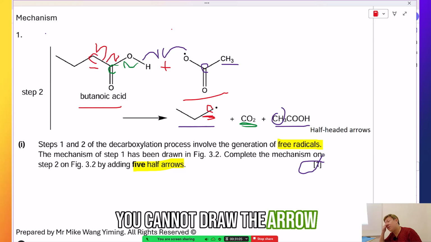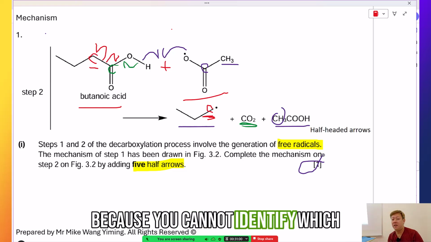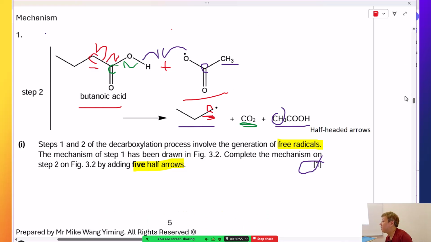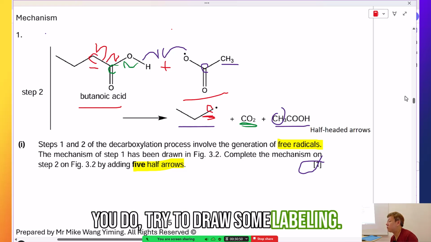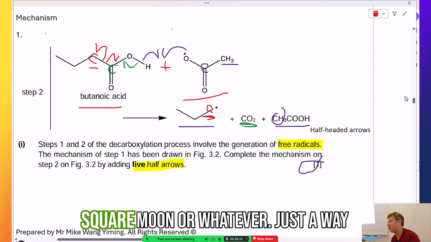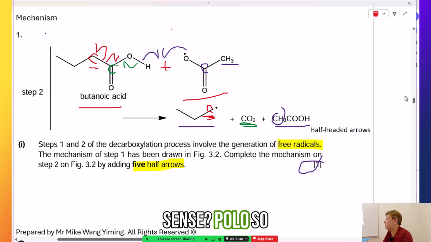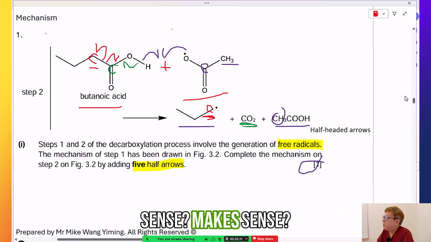Do you all know why you cannot draw the arrow pushing? Because you cannot identify which carbon is on the left, which carbon is on the right. Clear or not? And when you identify already, what should you do? Try to draw some labeling. Use a different color, use some color pencil, or you draw circle, square, moon, or whatever. Just have a way of differentiating it. Does it make sense? Follow so far? Anything you all want to ask or clarify? Is it making sense?